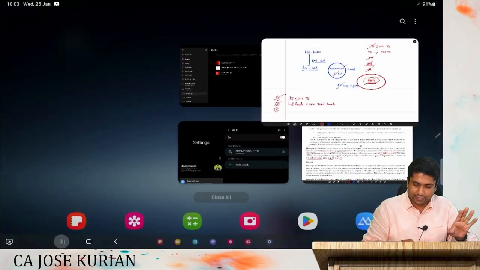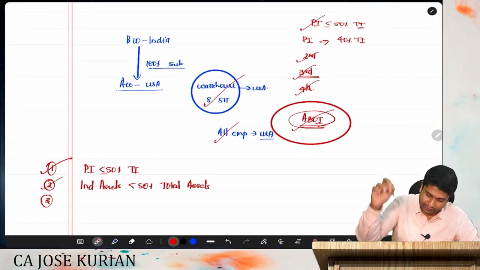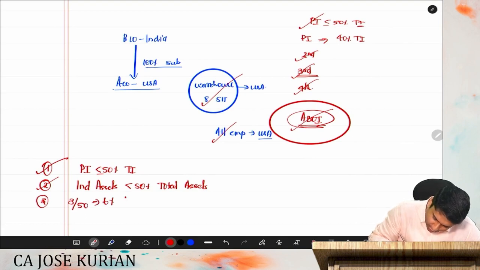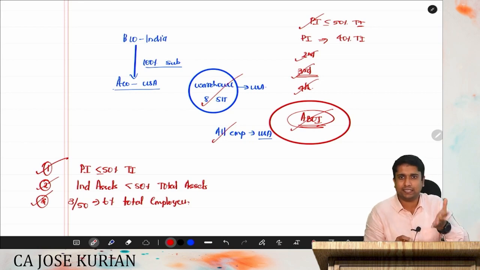Condition number 3, there are certain differences. What are the differences? They say they have 50 employees, 47 in US and only 3 in India. Yes or no? So 47 employees are in US and only 3 in India, which means the percentage of employees in India is 3 by 50, that is only 6% of total employees. So condition number 3 is also satisfied. Only 6% is in India.